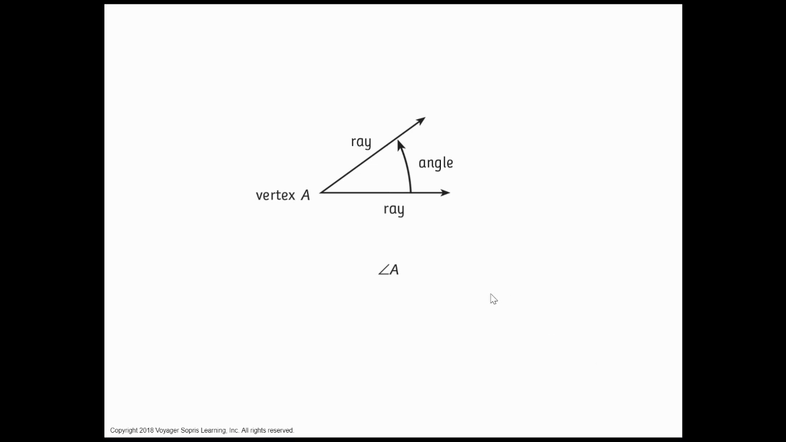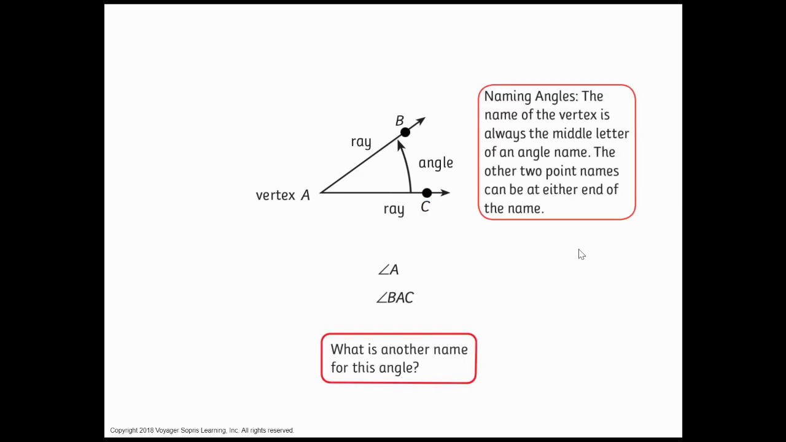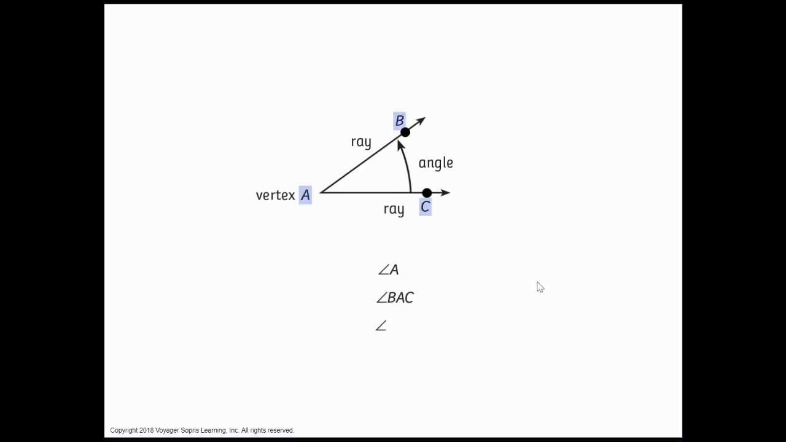Sometimes there's a point labeled on each of the rays. In this case, we can name the angle by using all 3 points. We could name this angle starting with point B. Another name for this angle is angle BAC. The name of the vertex is always the middle letter of the angle name. The other two names can be either at the end of the name. What is another name for this angle? Another name for this angle is angle CAB.